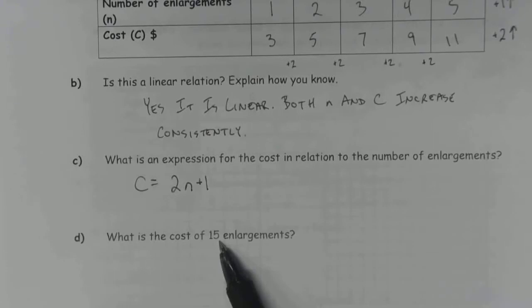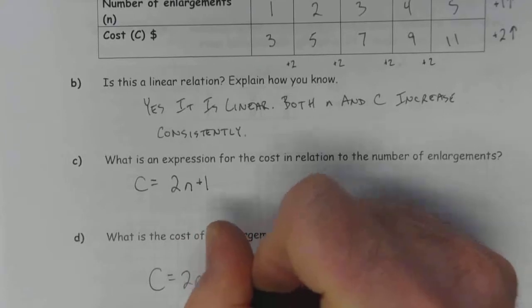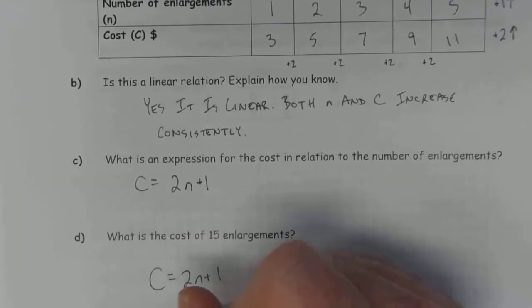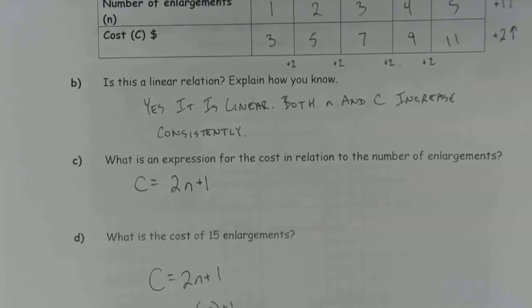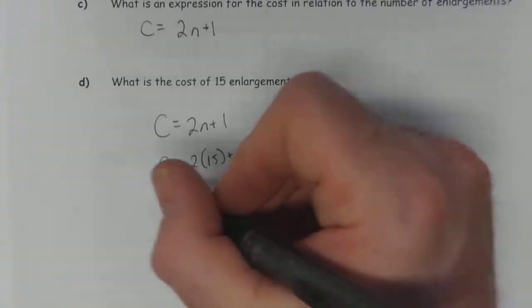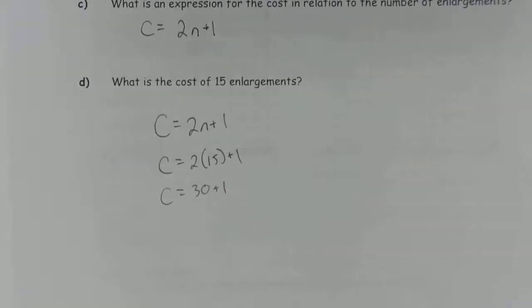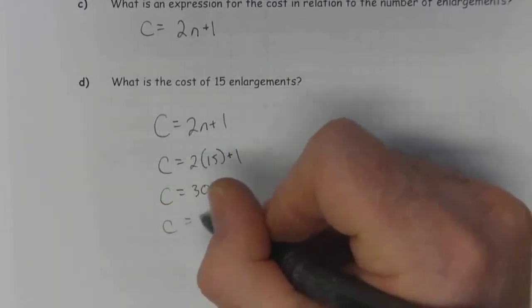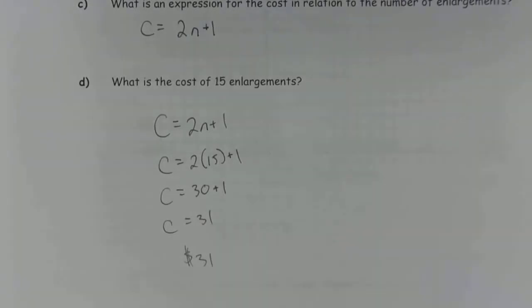So in this case, we're going to figure out 15. So we want to find out what the cost is for 15. We're going to substitute the number 15 in for n, and then solve. That's the process. So cost is equal to 2 times 15, which is 30, plus 1. So the cost is equal to 31. So $31 for 15 enlargements.